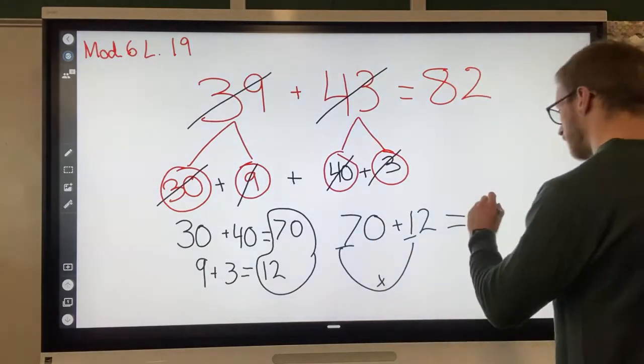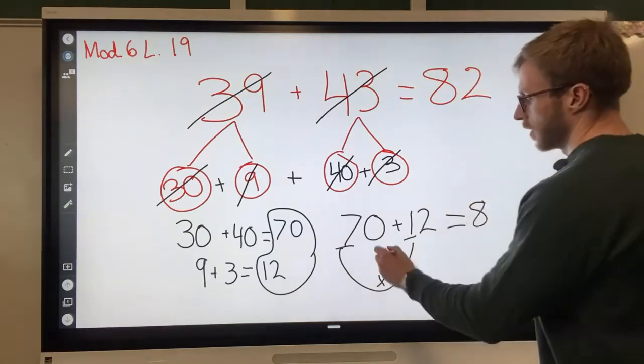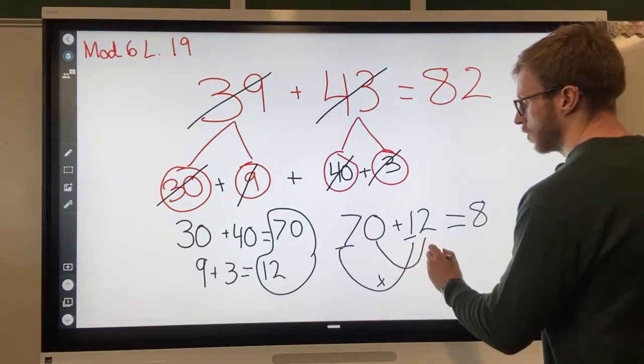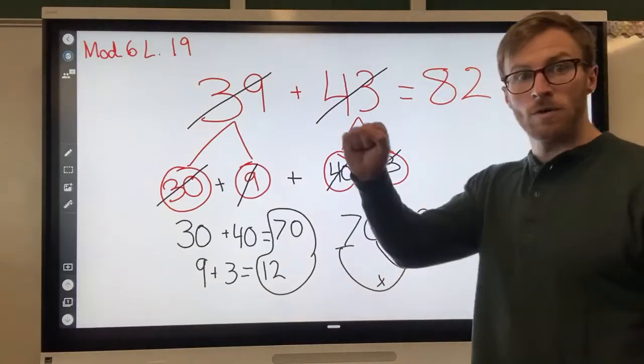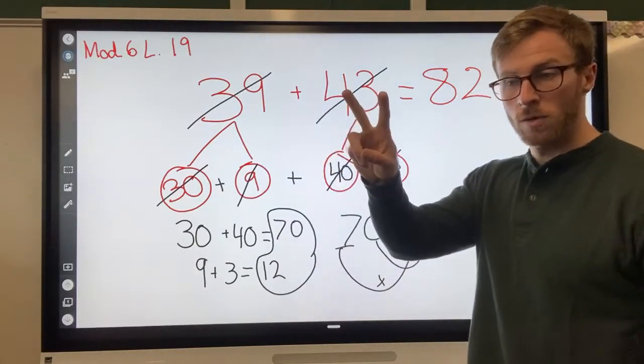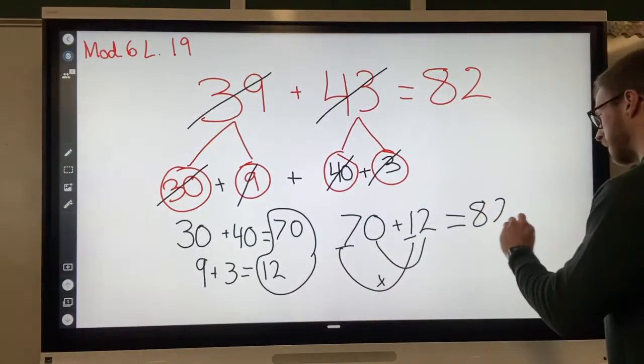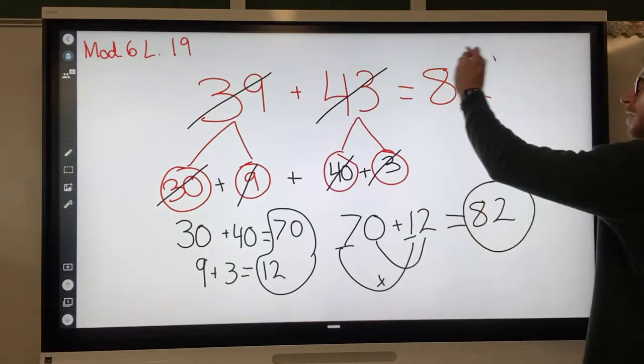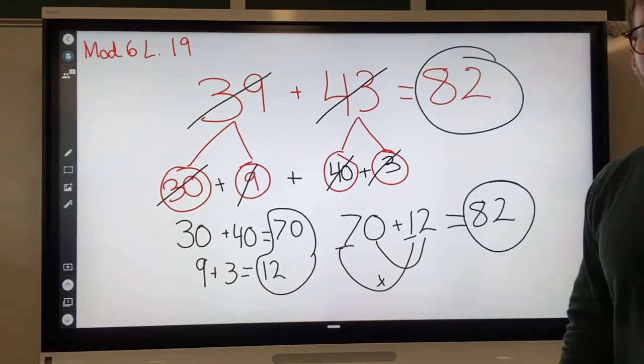It's 8. So we have 8 tens. So then 0 ones plus 2 ones. Well, 0 plus 2 gives us 2. And that's where we get our 82. And it's the same as this answer up here. Okay?